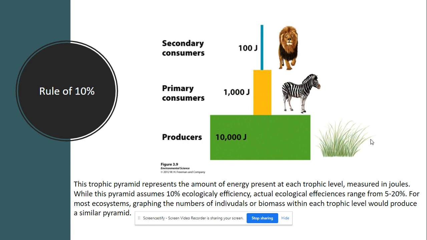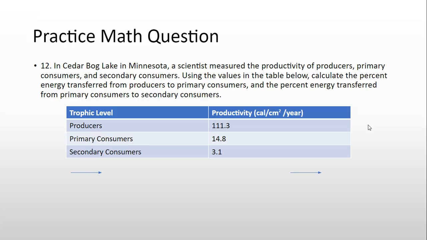So here's just another diagram depicting what I was mentioning before. Here's another trophic pyramid. This shows us the amount of energy present at each trophic level, but now it's measured in joules. While this pyramid assumes about 10% ecological efficiency, the actual efficiencies can range from 5 to 20%. But for most ecosystems, graphing the numbers of individuals or biomass actually produces a similar pyramid as our energy pyramid. And so here's just a quick practice math question.